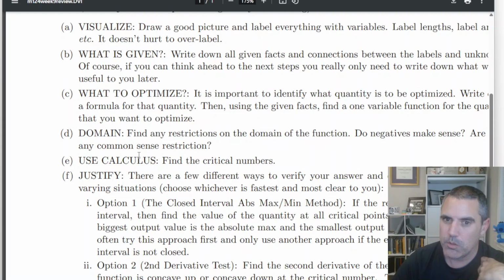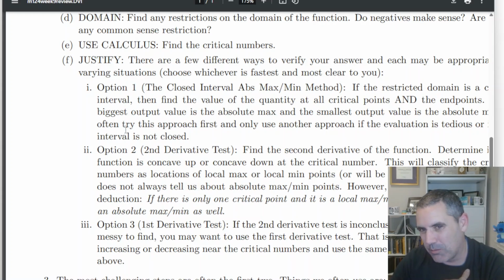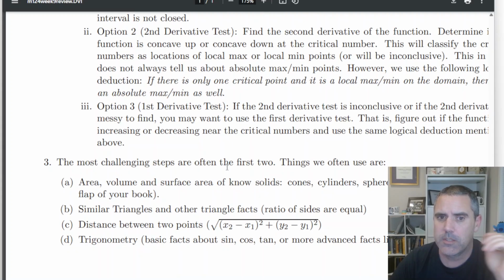Now, in our Calculus 1 course, we require a rather precise justification. So because of that, I have this longer section about how can we be sure. One way we can be sure is you can check the endpoints, check the critical numbers, plug each one in and see who wins. Another way is you could do the second derivative test and see if it's a local minimum, and if it's the only critical point, then it's also a global minimum. You could do the first derivative test, do the same thing. So you have a few options.